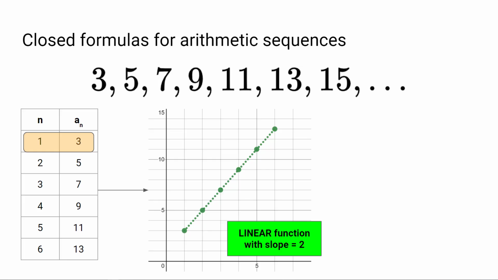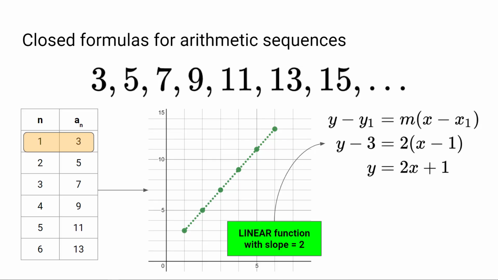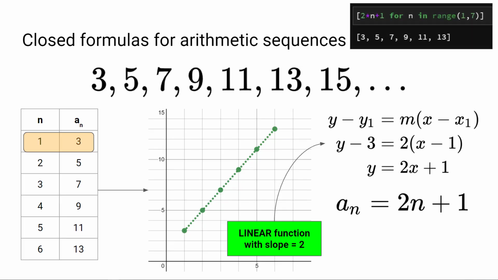So using what we called the point-slope form for the equation of a line back in algebra, we can write y minus y1 equals m times x minus x1, or y minus 3 equals 2 times x minus 1. That simplifies to y equals 2x plus 1, so the closed formula is a sub n equals 2n plus 1. Using a little Python to check shows me that this seems to be right.